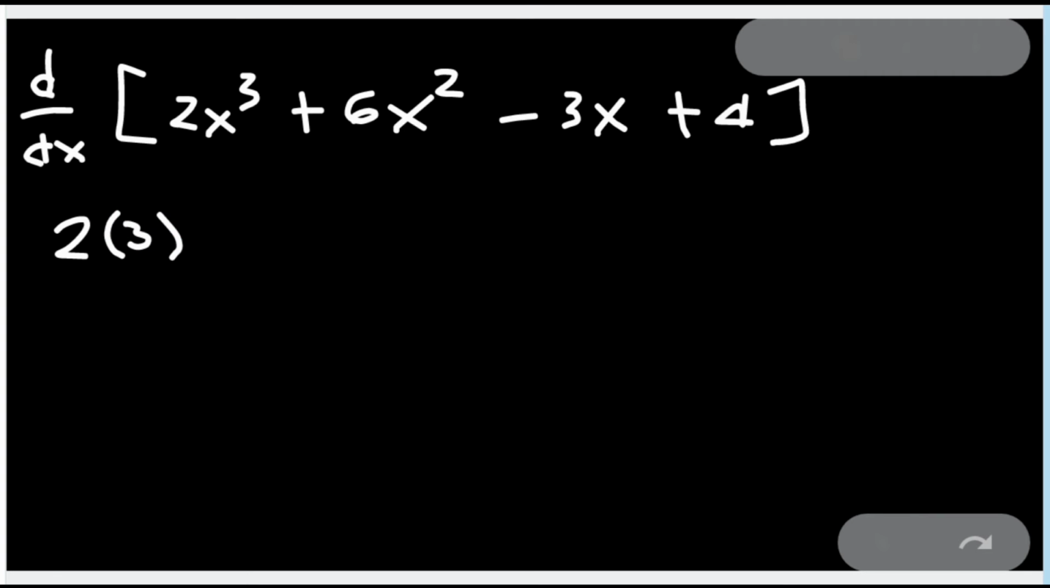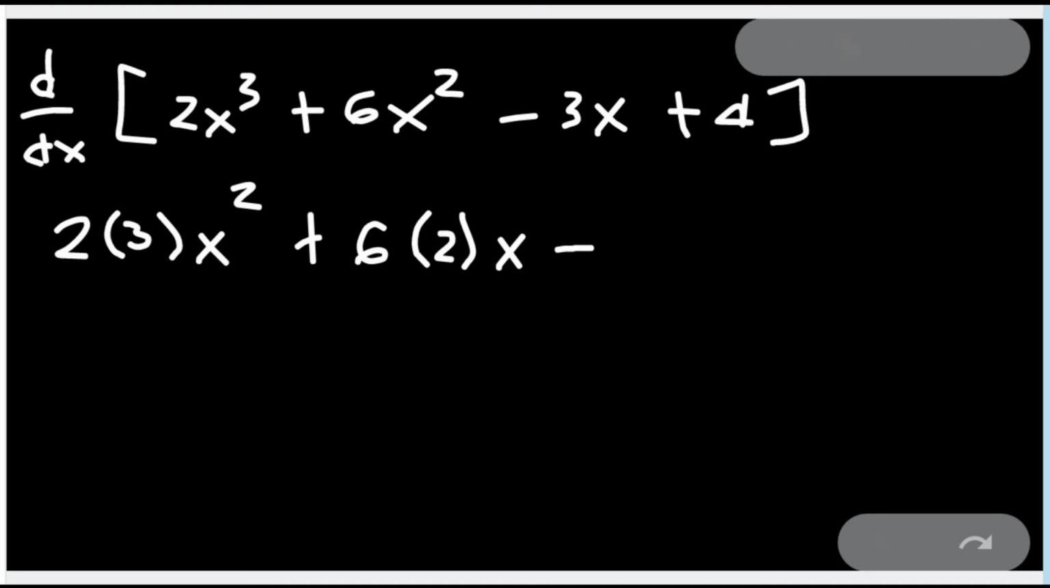Then, we have x. Then, 3 minus 1 is 2. Plus, let's copy 6. Then, get the derivative of x squared, which is 2. Then, 2 minus 1 is 1. So, we only have x here.